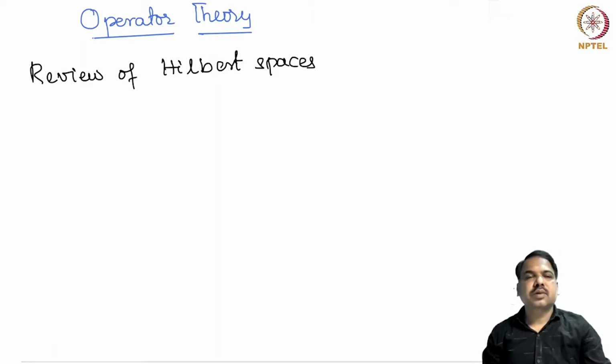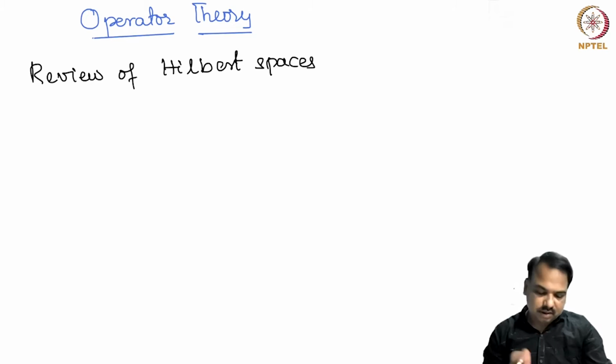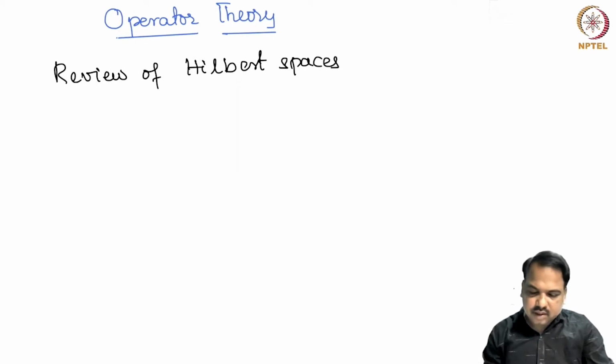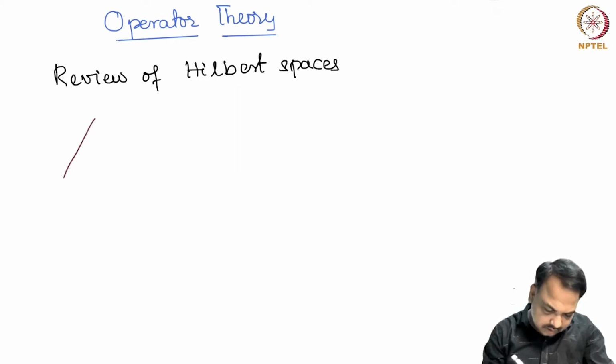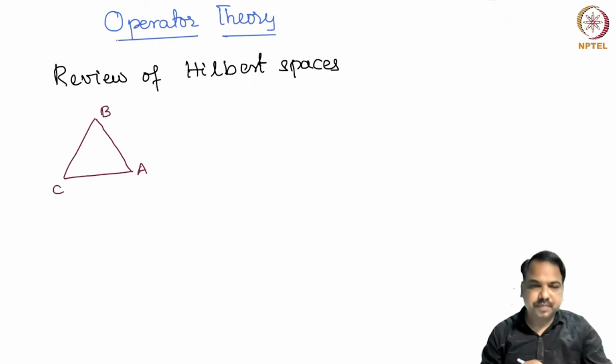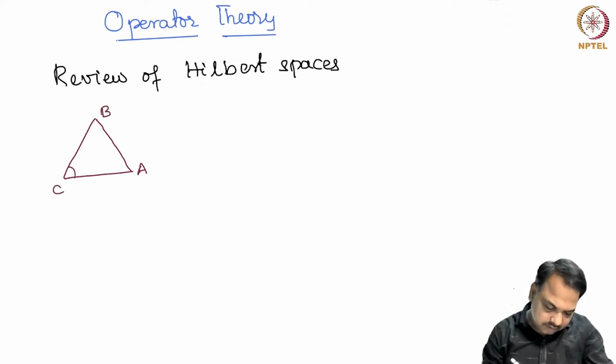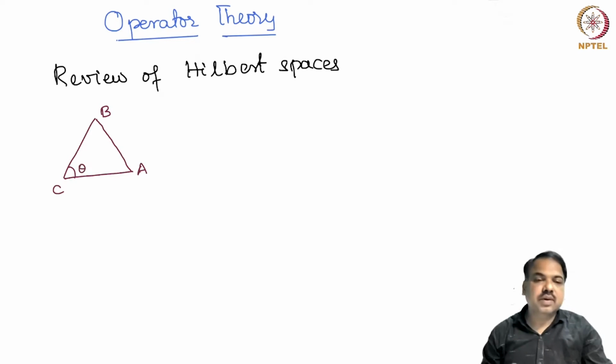Today we are going to discuss the basics of Hilbert spaces, which we need for our further study of linear operators. So to start with, let us look at a simple example from plane geometry. Let us take a triangle with vertices A, B, C, and the angle between the vectors AC and BC is theta.